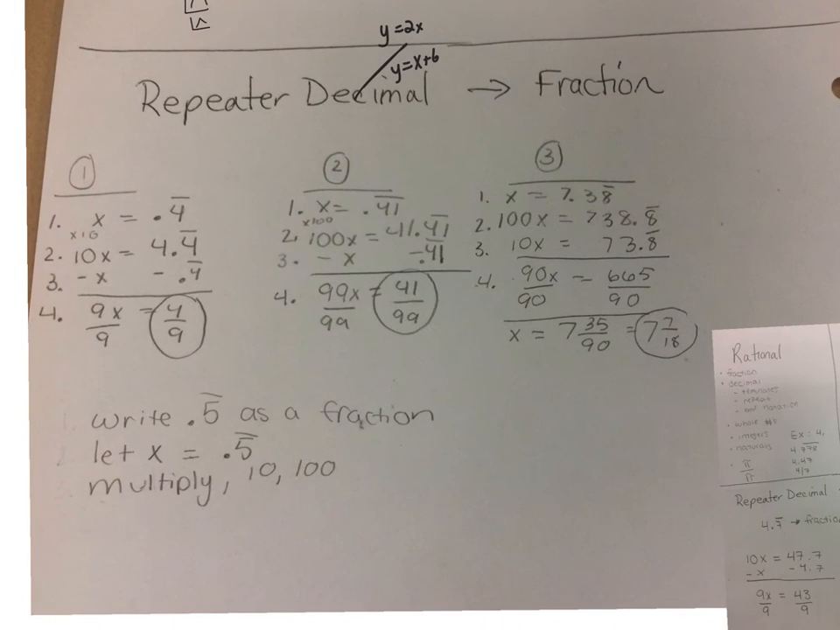So the first type, again, has one thing being repeated, you multiply it by 10. If two things are being repeated, you multiply by 100. If there are 2 things but only one is being repeated, you have to do both, the 100 and then the 10, and then solve.